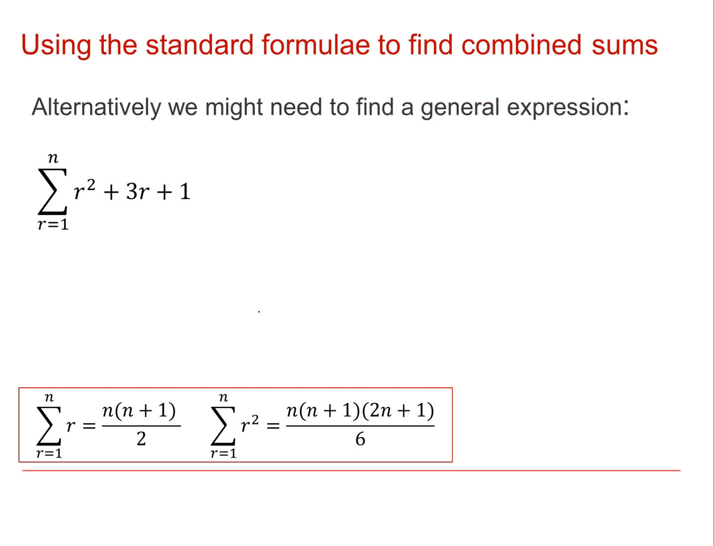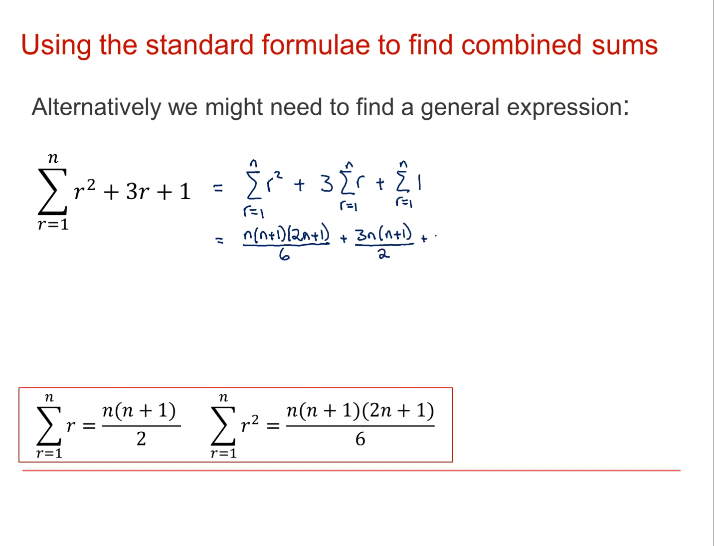Alternatively, we might want a general expression for that combined sum. So I split it up as I did before. The sum from r equals 1 to n of r squared plus 3 times the sum from r equals 1 to n of r plus the sum from r equals 1 to n of 1. Then I simply write in the formulae. The formula for r squared, n times n plus 1 times 2n plus 1 all over 6, plus 3 times n plus 1 all over 2, plus n.